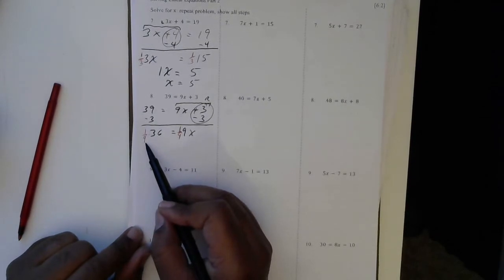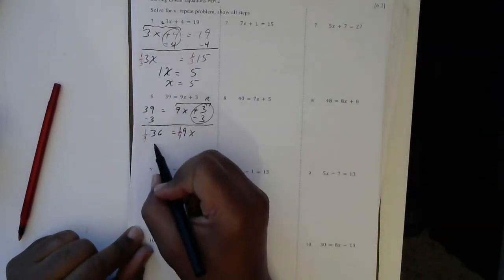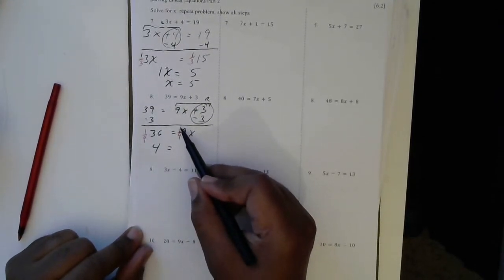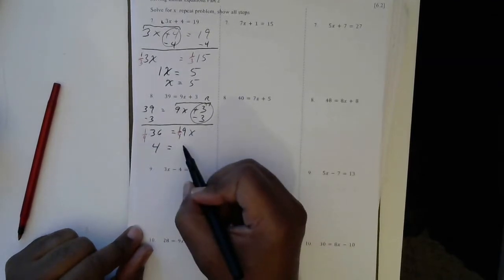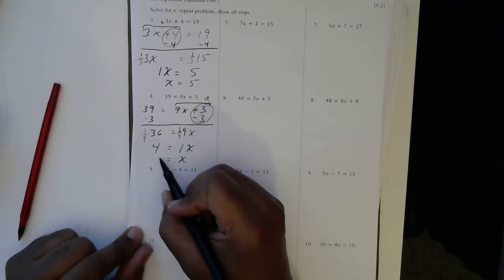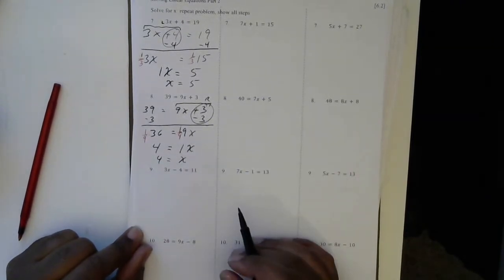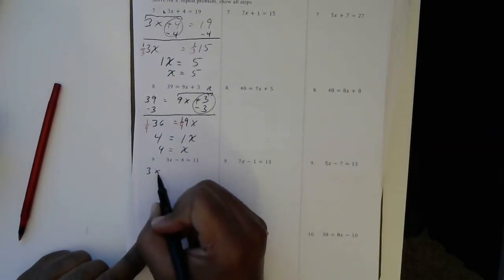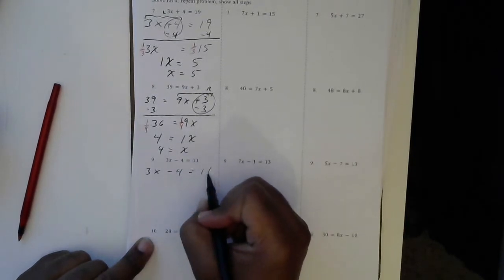So 36 times 1 is 36, and 36 divided by 9 ends up being 4. Equals. Okay, 9 divided by 9 is 1, times the numerator, 1 times 1 is 1. So that's 1x. So we have x equaling 4. Okay, next, number 9. Okay, we have 3x minus 4 equals 11.